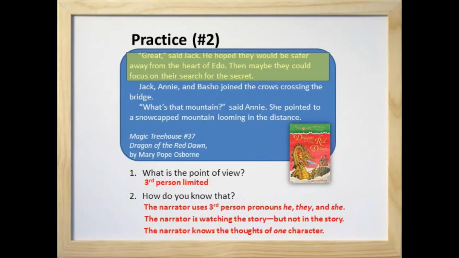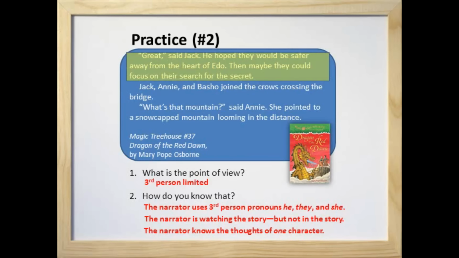Here, we see silent thoughts and feelings that Jack is having. One of them is that Jack hopes his group will be safer when they leave this place called Ado. Another silent thought Jack is having is that maybe his group can then focus on the search for the secret. Did Jack say those words out loud? Did he tell someone else about this? No, those thoughts were totally silent, but the narrator knew them. That shows us that the narrator knows what Jack is thinking.